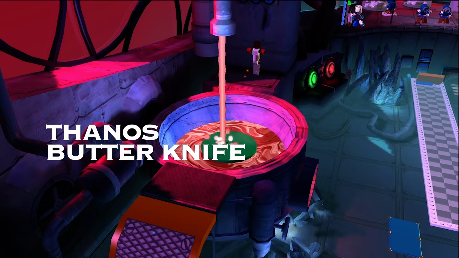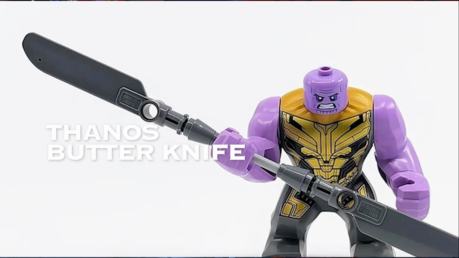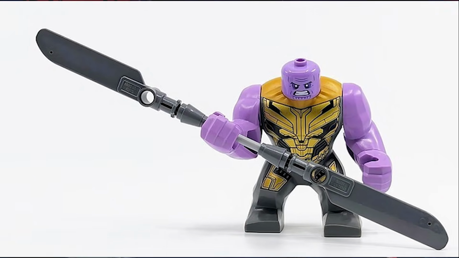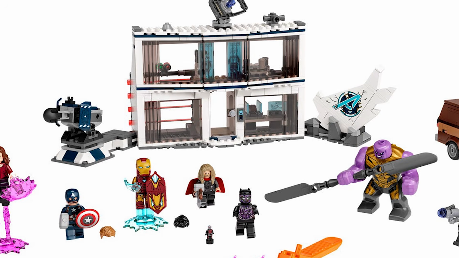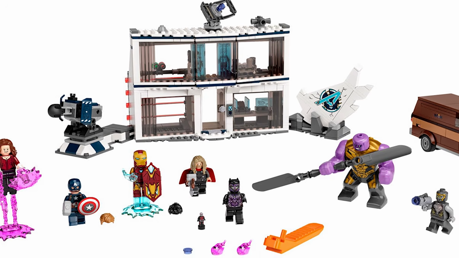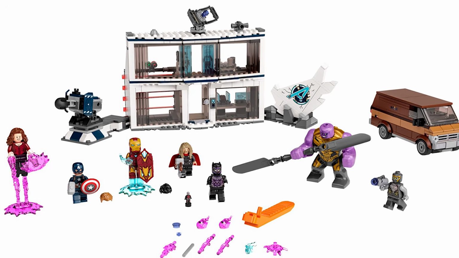Thanos butter knife. So at first I thought this referred to Thanos in the Avengers Endgame final battle, simply having this giant double-edged sword. I mean, the blades are really soft and it kind of looks like he's holding a massive double-edged butter knife.